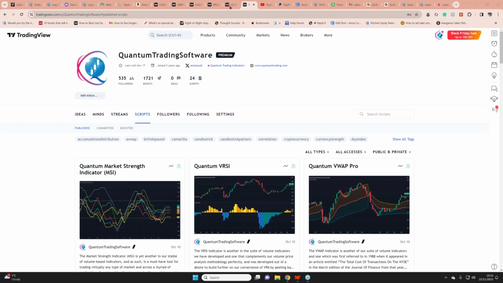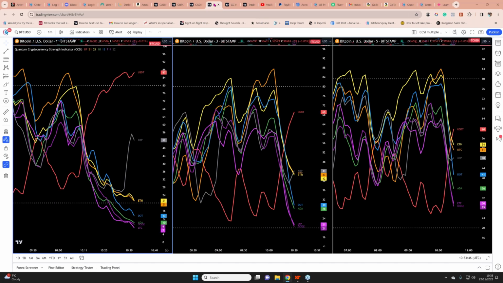So those are the three new indicators. And what I wanted to remind you of, and also remind me to mention, is an existing indicator. It's one we don't focus on a great deal. It's the cryptocurrency strength indicator. And the reason I've got it up, several reasons. First of all, to illustrate the fact that we actually have three strength indicators now.